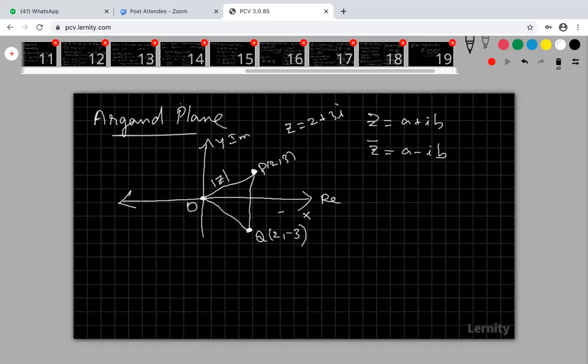The complex plane or Argand plane is the plane which represents all the complex numbers. Every point is representing a complex number. That plane is called the complex plane or Argand plane. Right. So this was discussed in our previous class. Today we are going to discuss that.